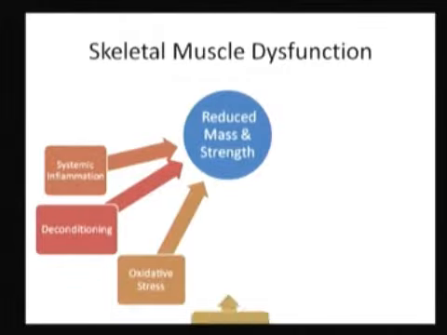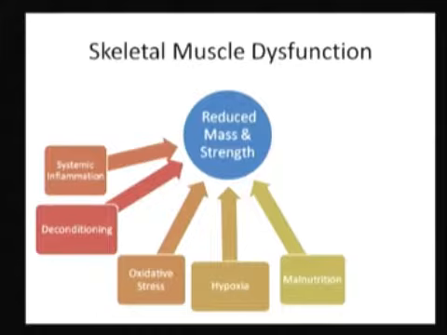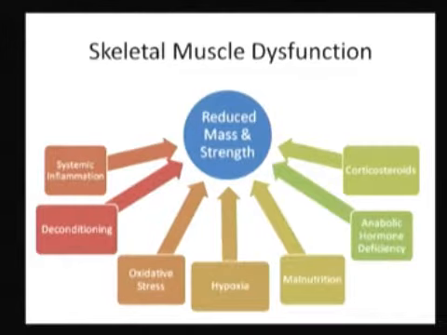Oxidative stress, hypoxia has a negative effect on muscle function and mass. Malnutrition, which may be prevalent in severe COPD. The use of corticosteroids appropriately during exacerbation or inappropriately for maintenance can also have a negative impact on skeletal muscle dysfunction. And a subset of patients, especially elderly, will have anabolic hormone deficiency.